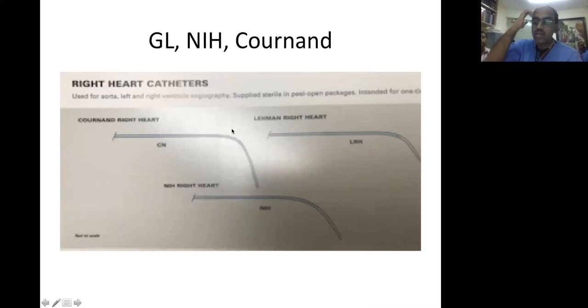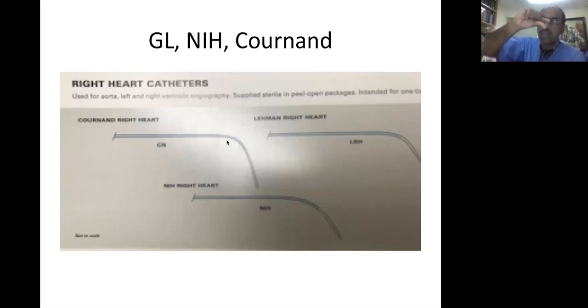Some of the older catheters: very old examiners might ask you questions like, what is an NIH catheter? What is a Goodale-Lubin catheter? What is a Cournand catheter? These are practically not present nowadays. Basically, they are all the same as the multipurpose curve, with a 45 degree turn. If at the 45 degree turn the catheter has an end hole, it is called a Goodale-Lubin catheter, GL catheter. If the tip is closed with multiple side holes, it is an NIH, the National Institute of Health angiographic catheter. A Cournand catheter has the same 45 degree curve, but the tip is tapered. The tip is not straight.